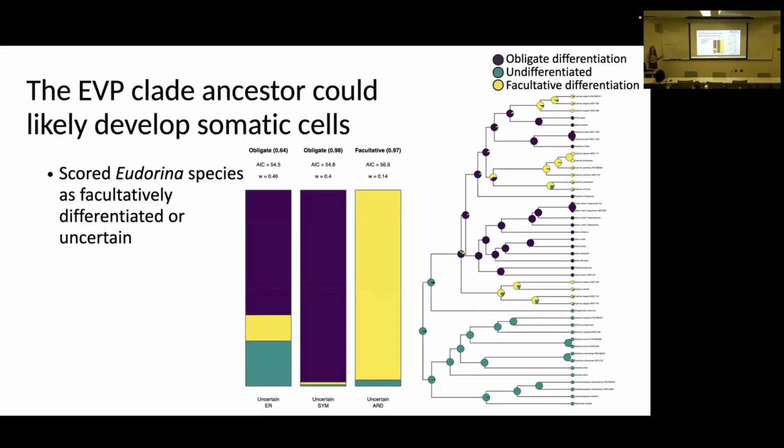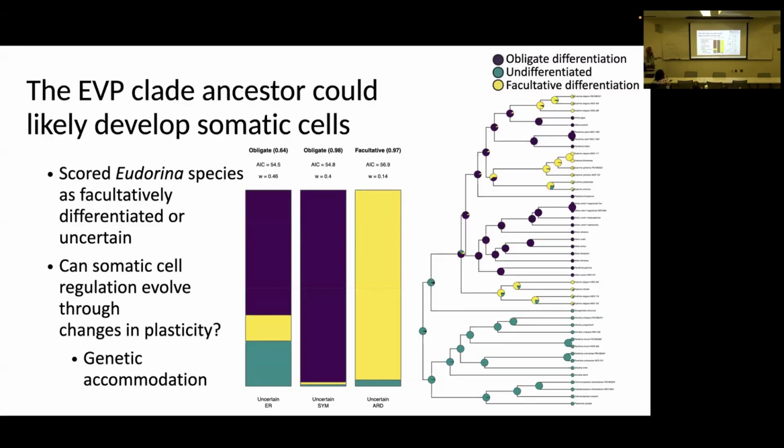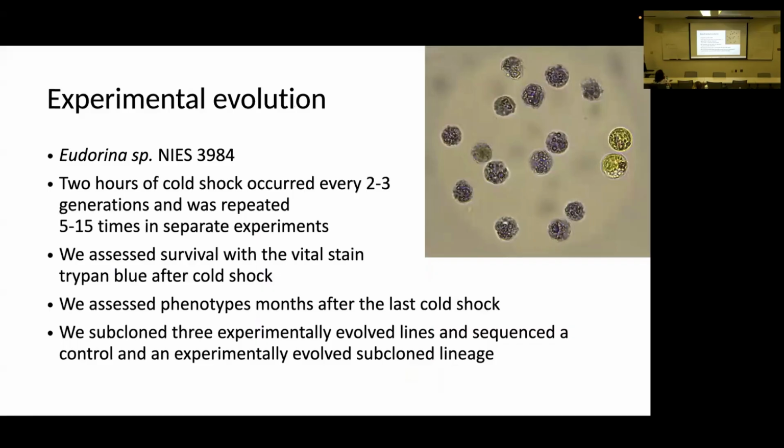I think that's because this is a false dichotomy. We know that some species that have obligate somatic cells develop more soma in response to environmental stress. So it looks like there's changes in the regulation of somatic cells happening in this tree. But can somatic cell regulation actually evolve through changes in plasticity? Did genetic accommodation shape the evolution of cellular differentiation?